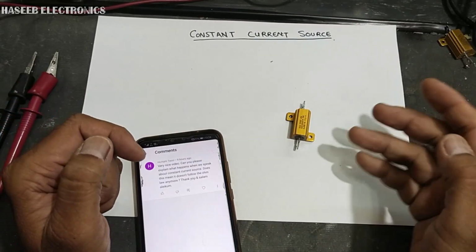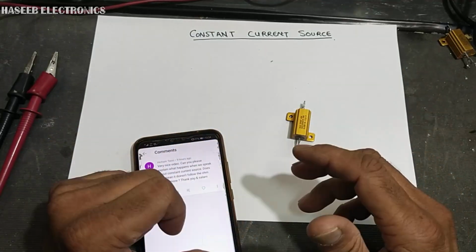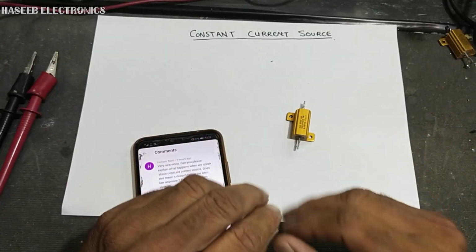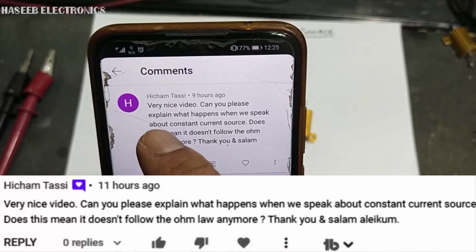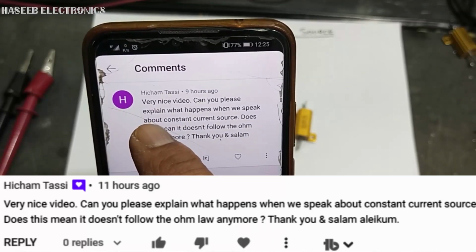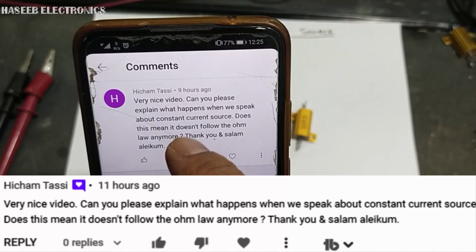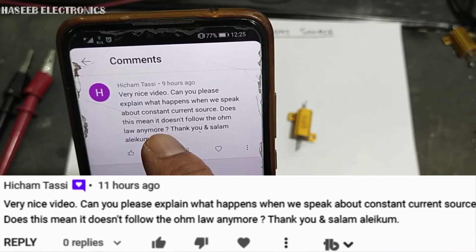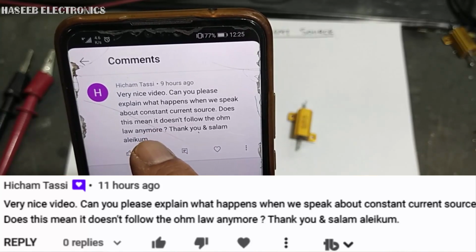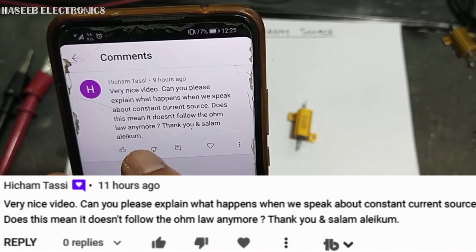In this session we will discuss constant current source. What is a current source? What is a voltage source? We will discuss in detail. In my last video, Mr. Hisham writes, he says, very nice video. Can you explain what happens when we speak about constant current source? Does this mean it does not follow Ohm's law anymore?